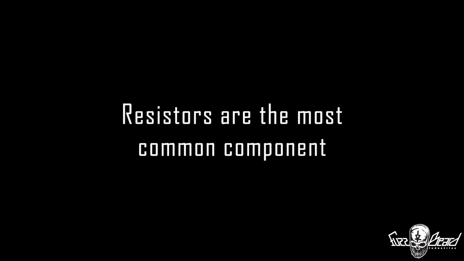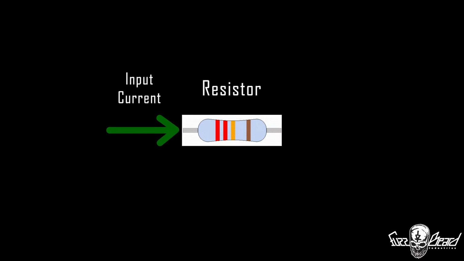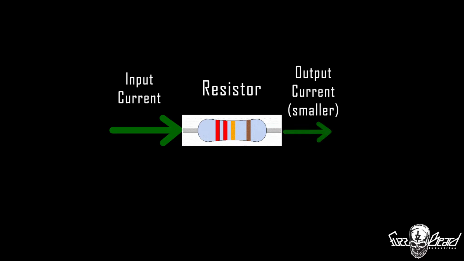Resistors are the most common electronic component, and they are found in every guitar pedal circuit worldwide. As the name suggests, they are used to introduce resistance into a circuit, and in their simplest configuration, they are used to reduce the amount of current passing across them by a predetermined amount.